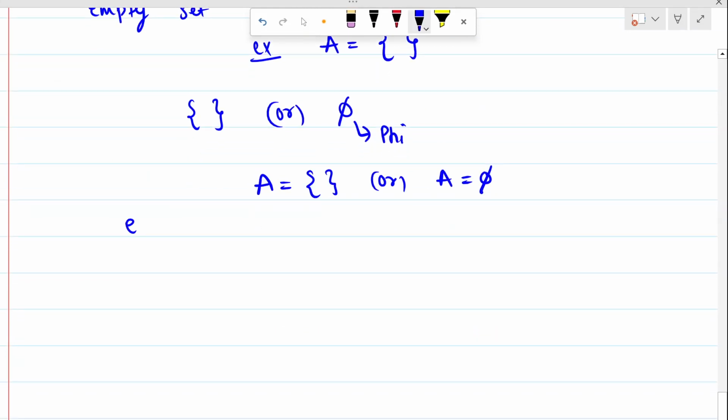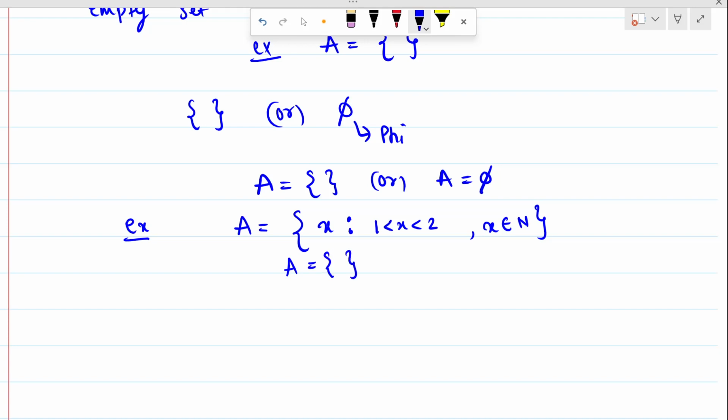Example: A is a set of X, followed by a semicolon, where X is between 1 and 2, and X belongs to natural numbers. There is no natural number between 1 and 2, so A is an empty set, or A is equal to phi.